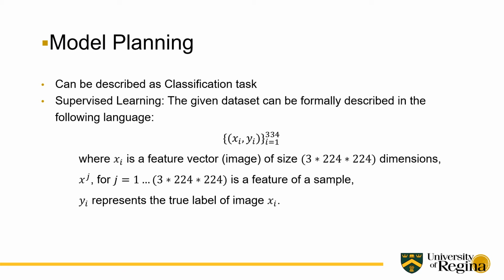The labels are already provided for the data to train the model, making it supervised learning when training the classification model from the dataset. The given dataset can be formally described in the following language, where xi is the feature vector of the image, having 3 times 224 times 224 dimensions, and yi represents the actual label of the image xi. The given input for the model is input image data.